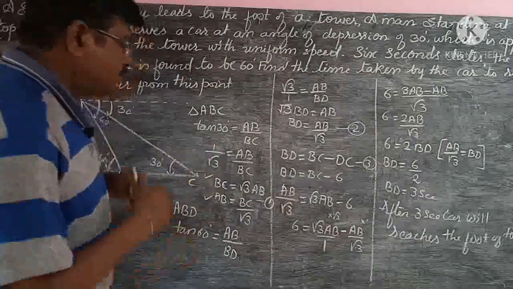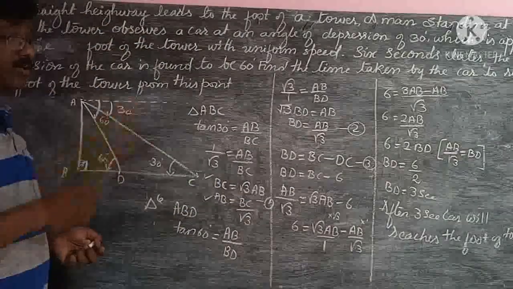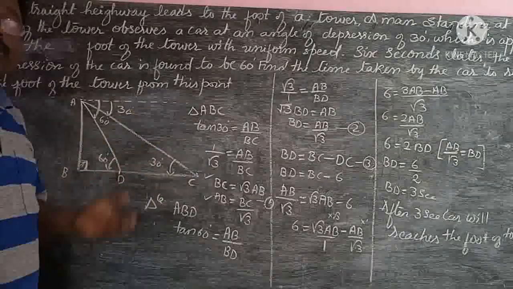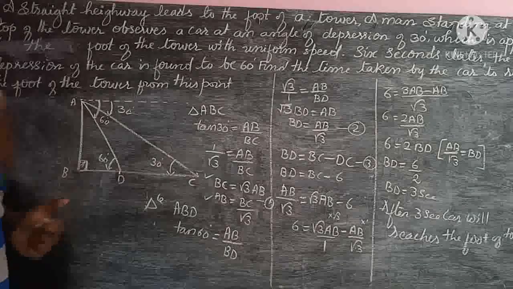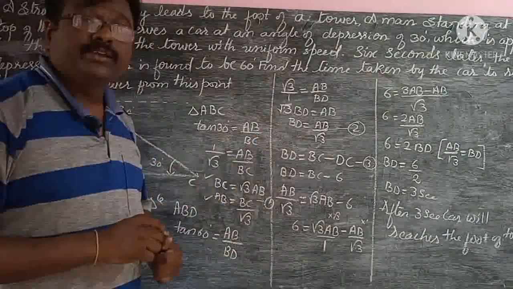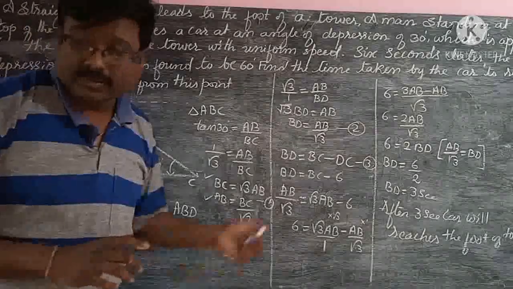Later, try this one yourself: copy it and write it down after solving. Using equations 1 and 2, directly substitute equation 1 into equation 2 or 2 into equation 1. This is how we solve the problem, and we get the answer of 3 seconds. Okay, thank you.